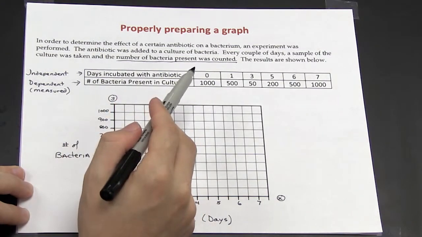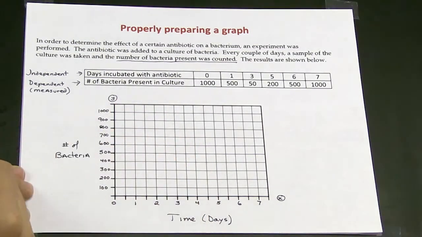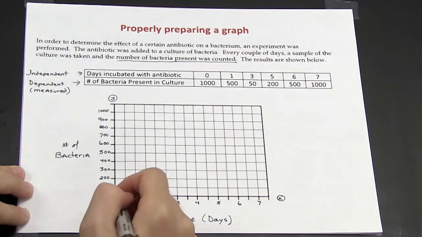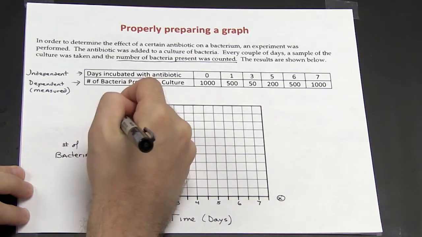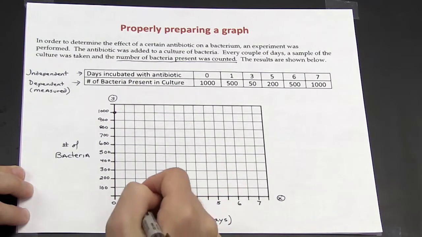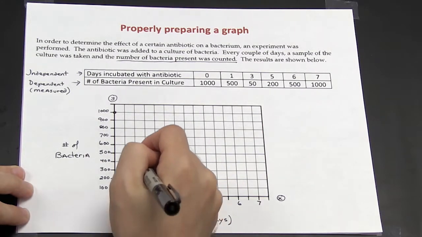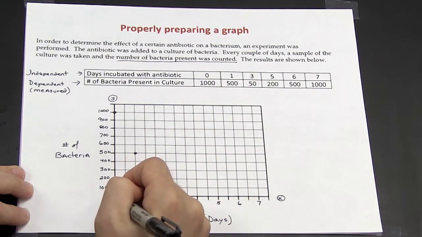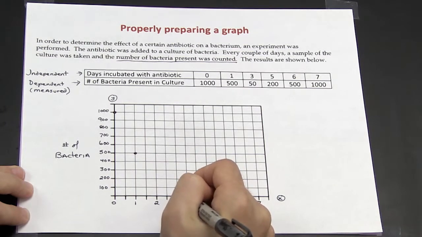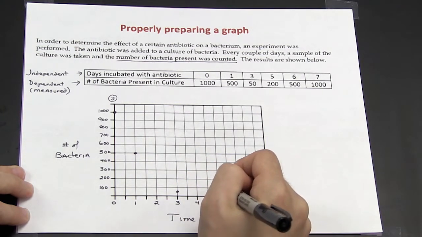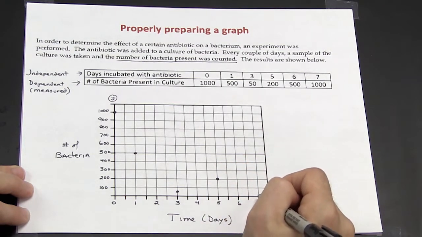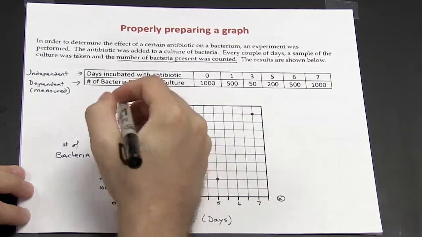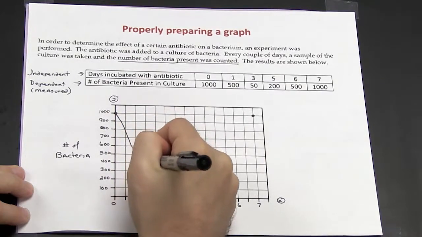Because I am making measurements and this data is continuous, it's going to be a line graph. So I'll begin on day 0. I have 1,000 bacteria. So I'll go to day 0 and go up to 1,000, make a dot. On day 1, it's 500. On day 3, it is 50. So 50 would be between 0 and 100. On day 5 is 200. And on day 7, we're back up to 1,000. I then connect my dots with a line.